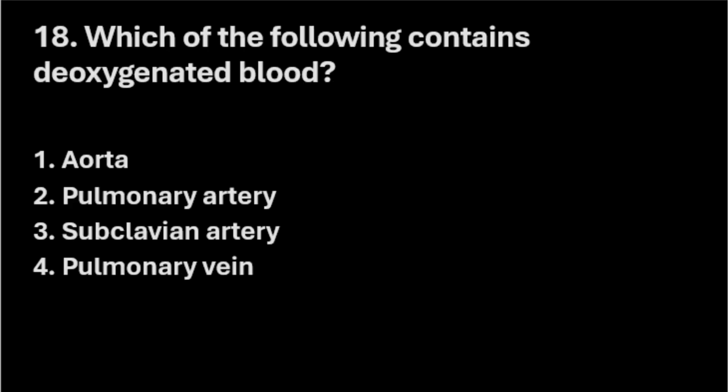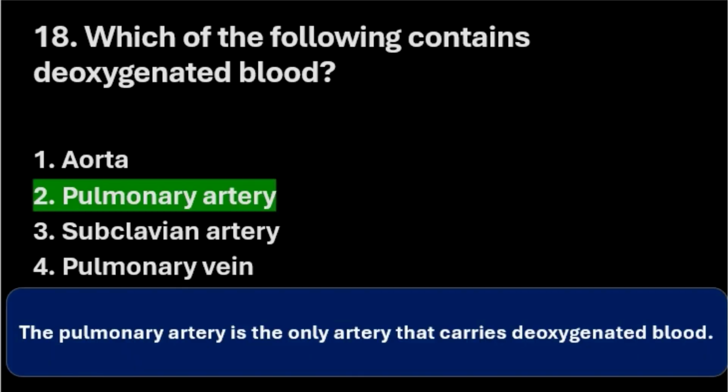benzathine penicillin G, administered as an intramuscular injection every 4 weeks. Next question. Which of the following contains deoxygenated blood? Option 1 aorta, option 2 pulmonary artery, option 3 subclavian artery, and option 4 pulmonary vein. The right answer is option 2 pulmonary artery. The pulmonary artery is the only artery that carries deoxygenated blood. And similarly, the pulmonary vein is the only vein which carries oxygenated blood.